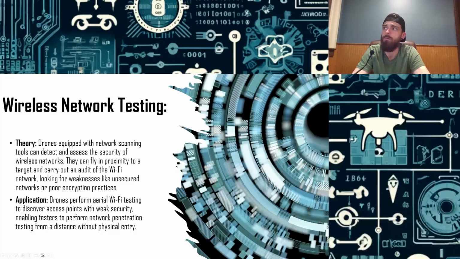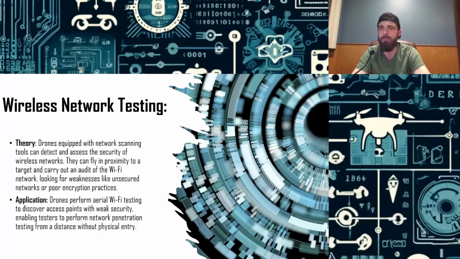Next up, wireless network testing. The theory: drones equipped with network scanning tools can detect and assess the security of wireless networks. They can fly in proximity to a target and carry out an audit of the Wi-Fi network, looking for weaknesses like unsecured networks or poor encryption practices. Application: drones perform aerial Wi-Fi testing to discover access points with weak security, enabling testers to perform network penetration testing from a distance without physical entry.